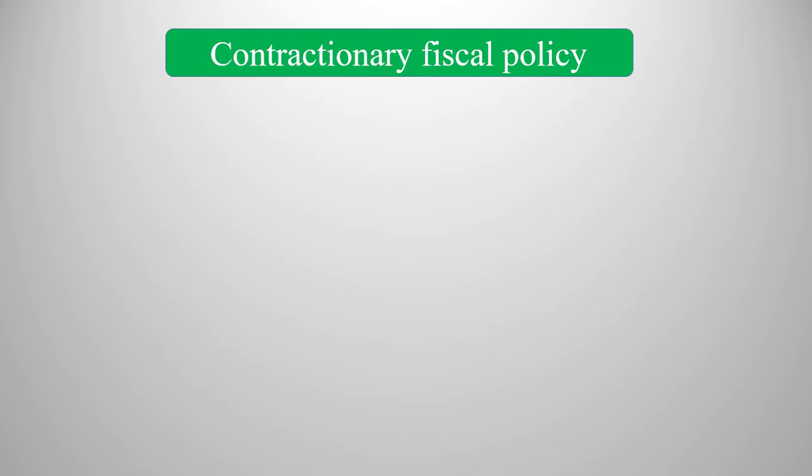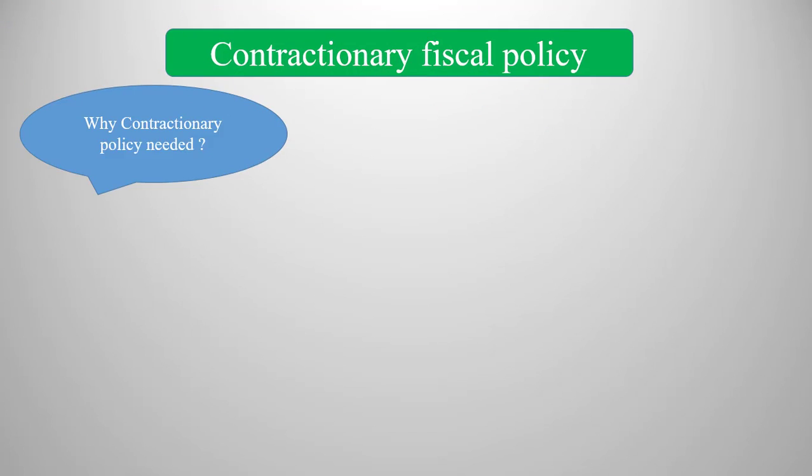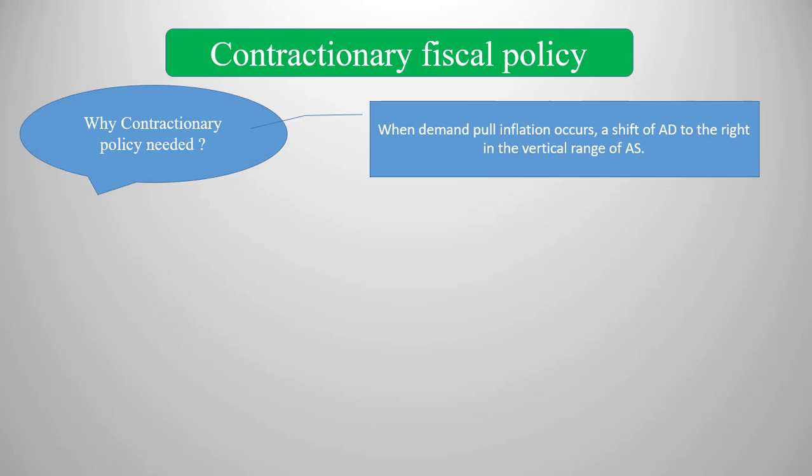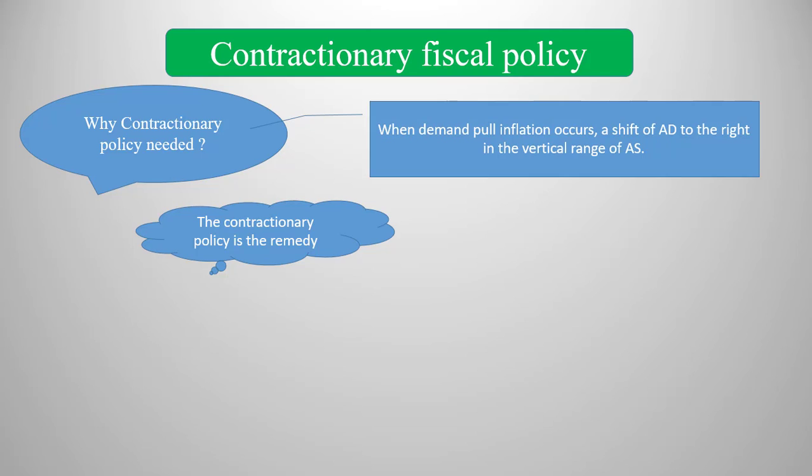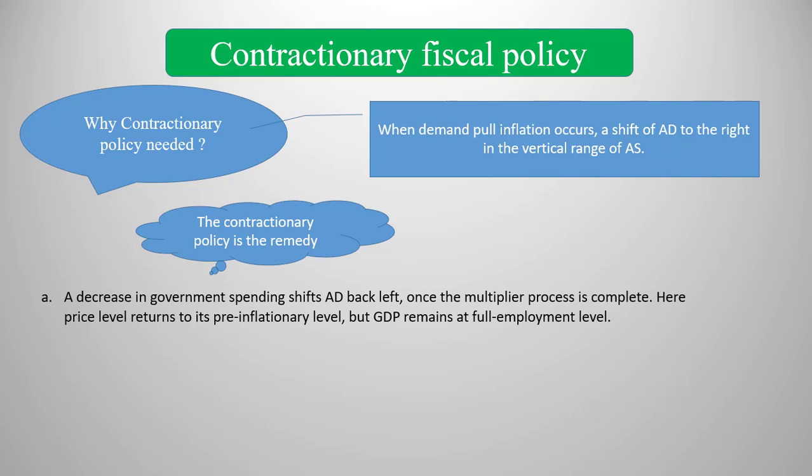Contractionary fiscal policy. Contractionary policy is needed when demand-pull inflation occurs, with a shift of aggregate demand to the right in the vertical range of aggregate supply. Remedial measures of this policy are given below. 1. A decrease in government spending shifts aggregate demand back left once the multiplier process is complete. Here the price level returns to its pre-inflationary level, but GDP remains at the full employment level.